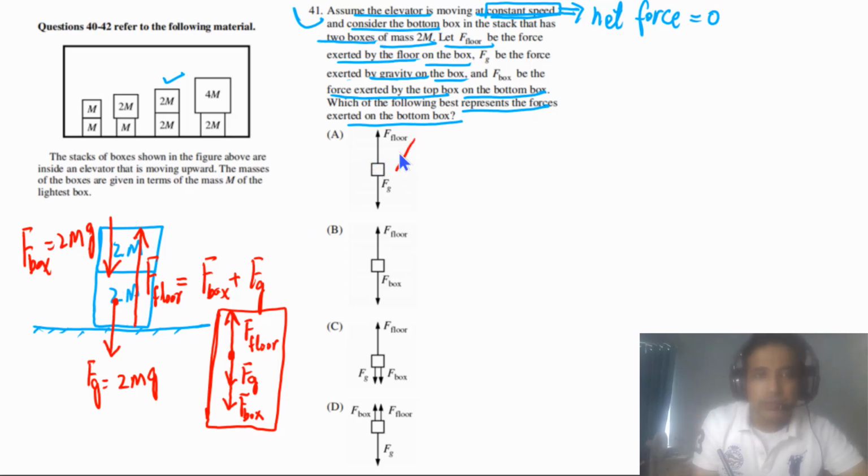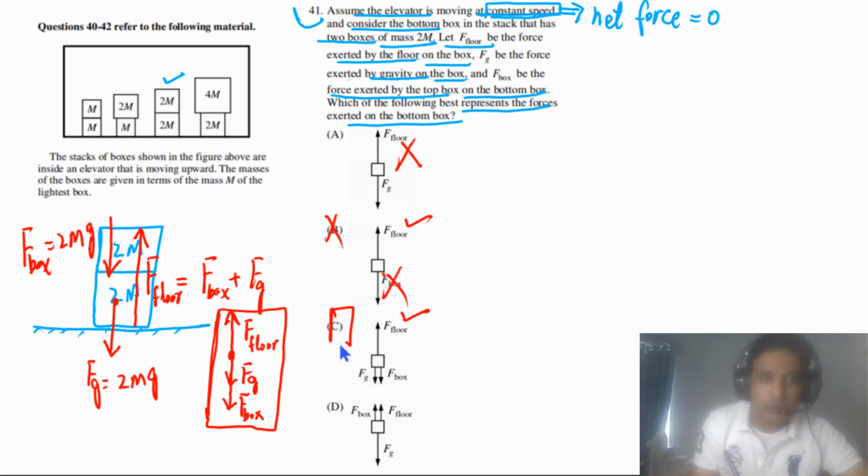So option 1 is incorrect because the force by the box is missing. This one is right, but this one is also incorrect because the force by gravity is missing in this case. So this is also incorrect. Force by the floor upward, force by gravity down, force by the top box down.